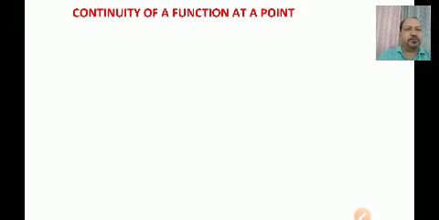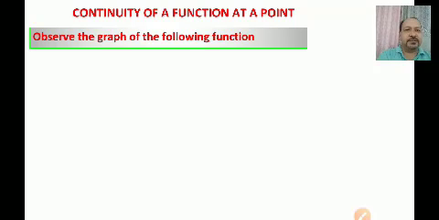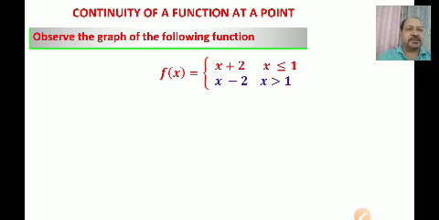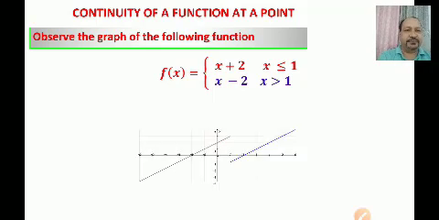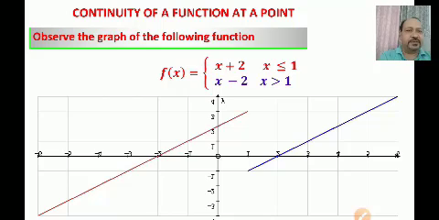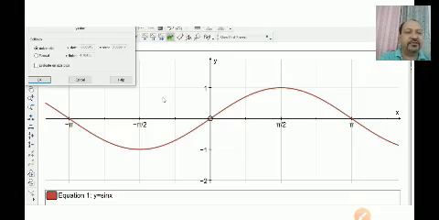Continuity of a function at a point. Observe the graph of the following function. f of x equal to x plus 2 when x is less than or equal to 1, and x minus 2 when x is greater than 1. The graph of both functions is given below. The red line shows x plus 2 and the blue line shows x minus 2. You are seeing the graph of y equal to sin x.